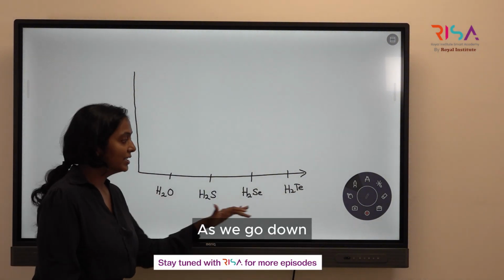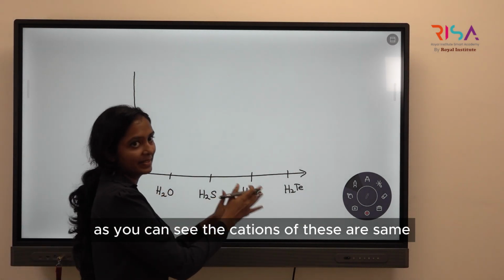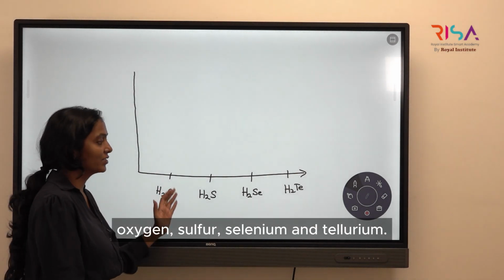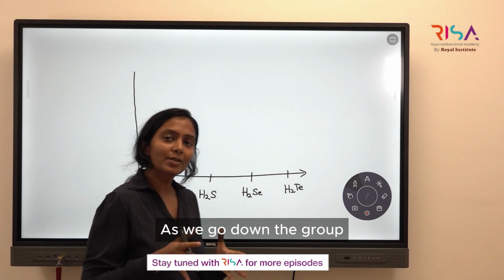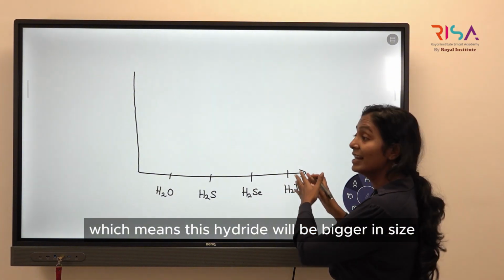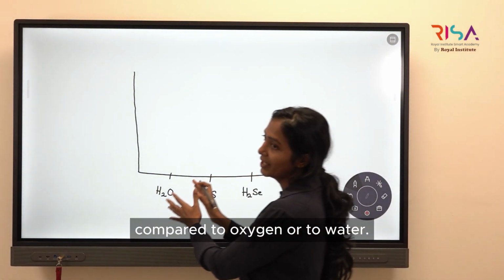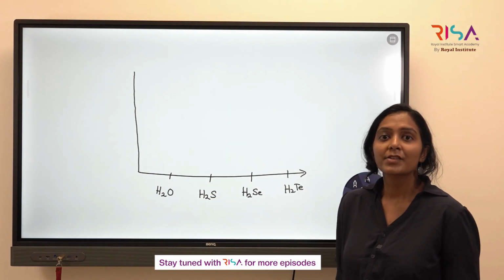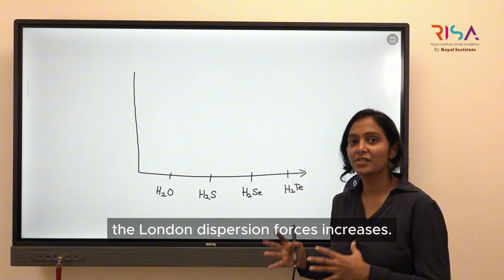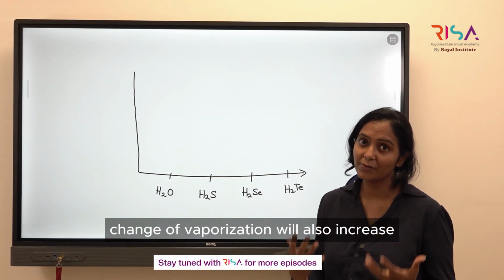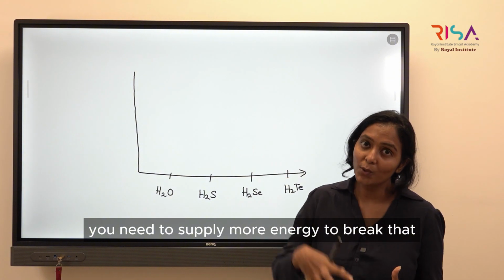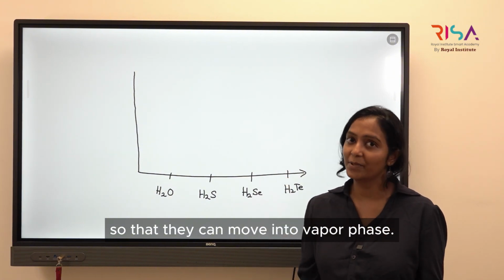Okay, as we go down, as you can see, the cations of these are the same, which is hydrogen. But the elements all belong to group 6: oxygen, sulfur, selenium and tellurium. As we go down the group, you can expect these molecules to increase in size, which means this hydride will be bigger in size compared to oxygen or to water. So when the size of the molecules increases, the concept is that the London dispersion forces increase, which means the enthalpy change of vaporization will also increase, because when the London dispersion forces are more, you need to supply more energy to break that so that they can move into vapor phase, right?